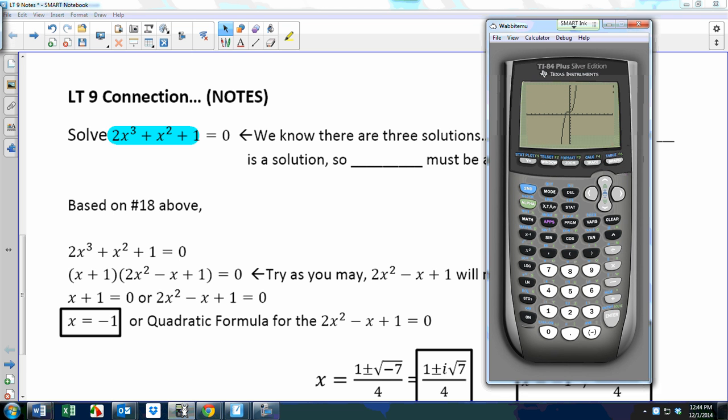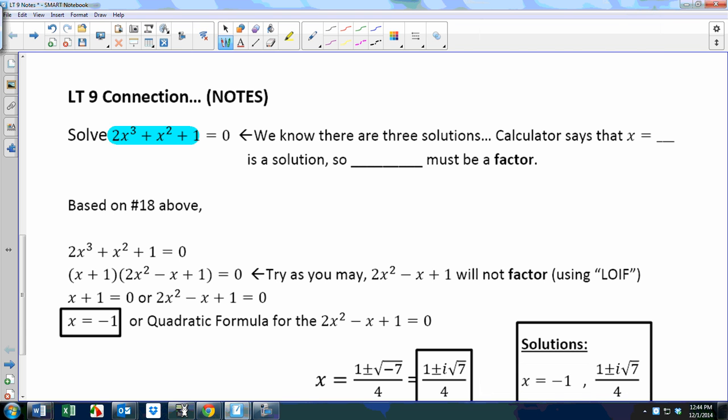But when you graph this, you see this picture. Clearly, it's crossing at x equals -1, right? Crossing at x equals -1. And you see that twisting? Is that function ever going to twist back and touch the x-axis again? No. Then only one of the answers is real. The other two have to be imaginary. So we'll fill in our template notes here. If we know that there are 3 answers, the calculator says x equals -1 is one of those.